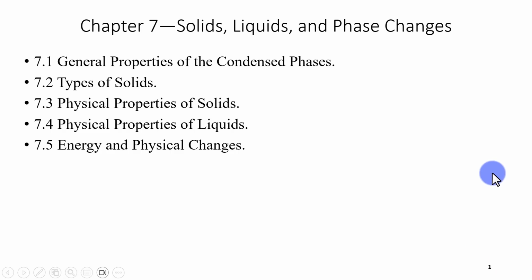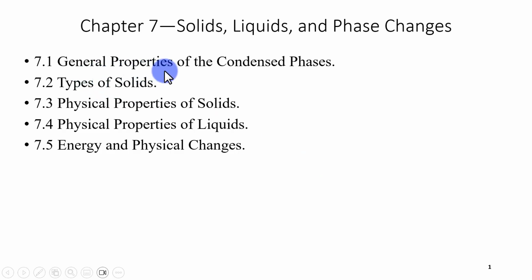In Chapter 7, we are going to talk about solids, liquids, phase changes. We're going to focus mostly on solids and liquids and then discuss how we go from a solid to a liquid. And here is the breakdown of the sections of the chapter that we're going to discuss.